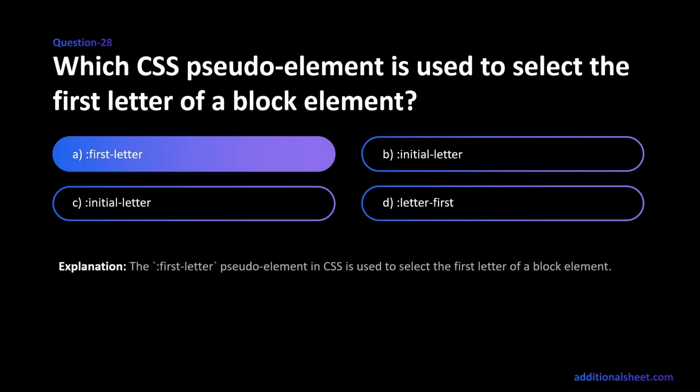Correct answer is option A. The first-letter pseudo-element in CSS is used to select the first letter of a block element.